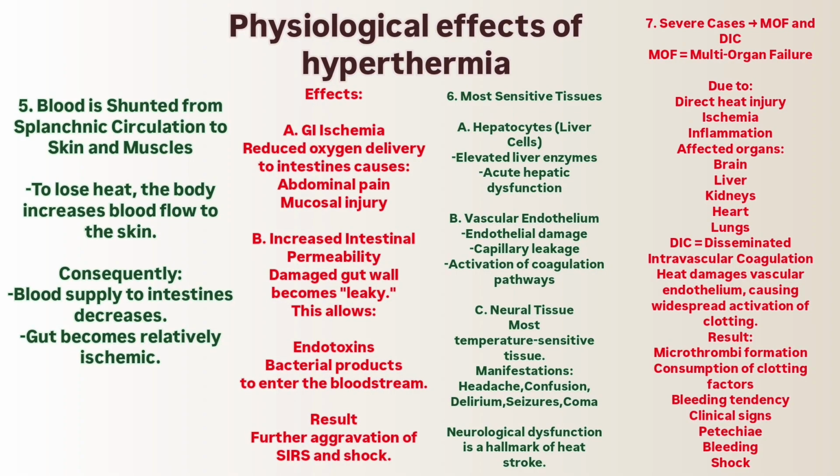Now again in hyperthermia, the blood is shunted from the splanchnic circulation to the skin and the muscles. So to lose heat, the body increases the blood flow to the skin. Consequently the blood supply to the intestines will decrease and the gut becomes relatively ischemic. The effects include gastrointestinal tract ischemia. Reduced oxygen delivery to the intestine causes abdominal pain and mucosal injury.